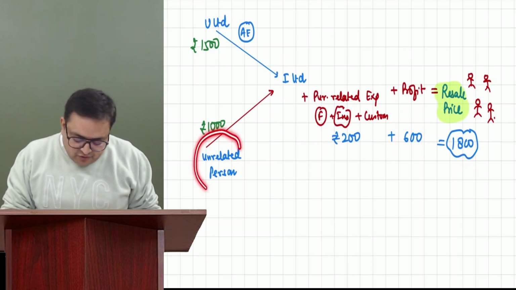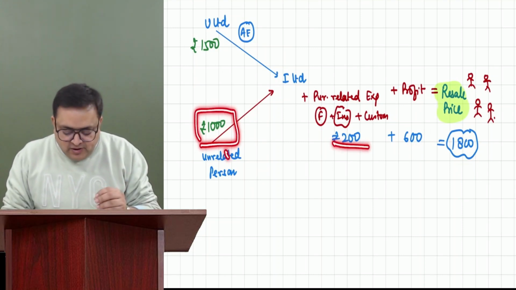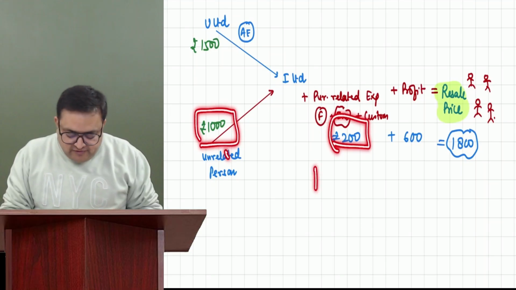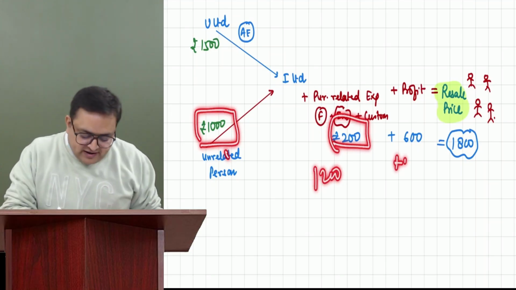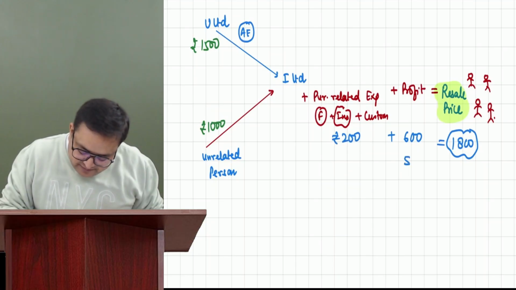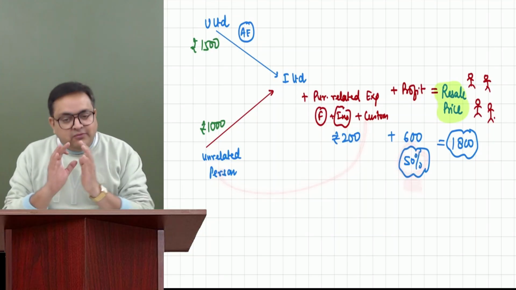So how much is the profit percentage you charge? 1,000 rupees is my raw material cost, or I can say my purchase cost. 200 is my other expenses. So 1,200 is my cost, and 600 means 50%. So we are actually selling at a 50% profit margin on cost. 50% on your cost is actually your normal profit margin.